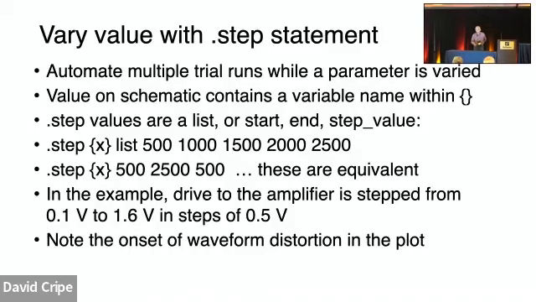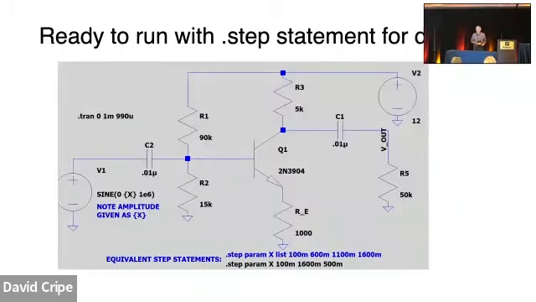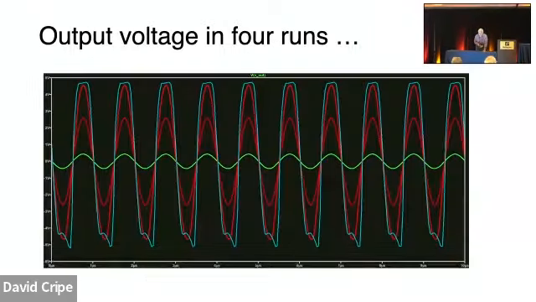In this example, we're going to drive this amplifier from 0.1 volts max to 1.6 volts max in steps of 0.5 volt. And what I'm looking for here, and this is something I use SPICE for a lot, is when does waveform distortion start? If you're building an amplifier, you want to know a lot of things about it, and one might be how much power can I get out of it before it starts to distort. So I've run the thing, and, sorry, I have not run the thing, but there we go.